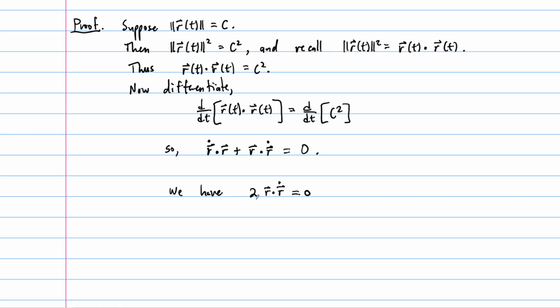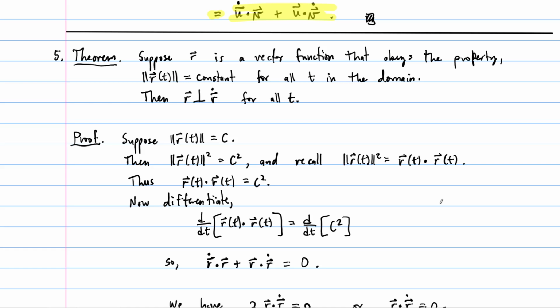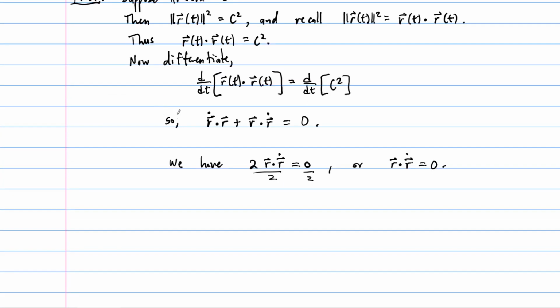But that means, therefore, divide by 2, that this is true. R dotted with r dot is equal to 0. Remember that this is the definition of orthogonal. This symbol right here means orthogonal, and the definition of two vectors being orthogonal is that their dot product is 0, right? And so we conclude then, in this scenario, that r is orthogonal to r dot. And then I drop the t here because it's true for all t, right? This is true for all t in the domain of r.